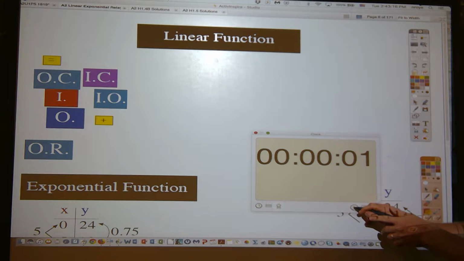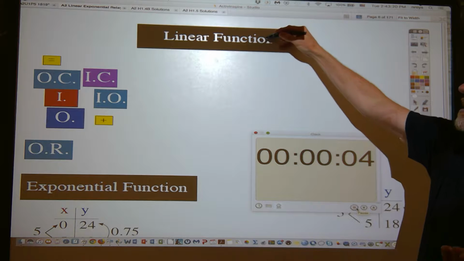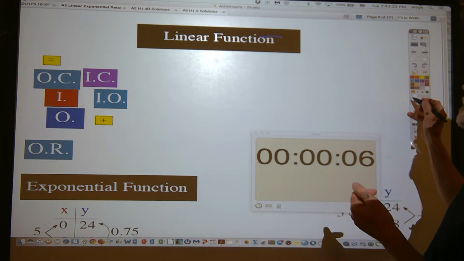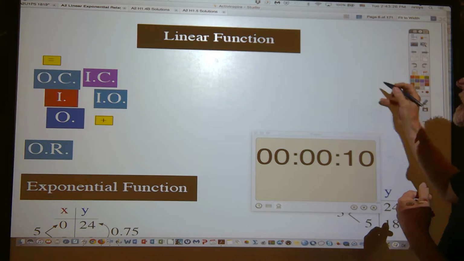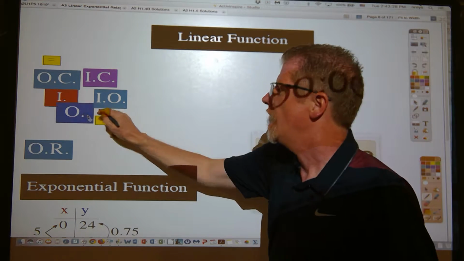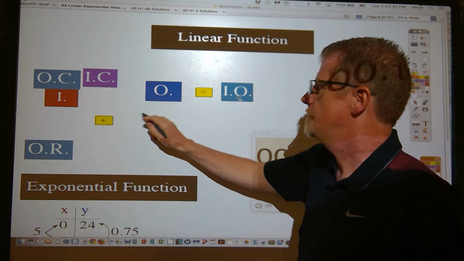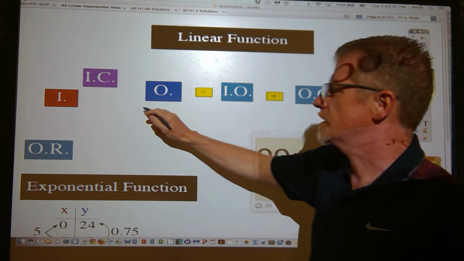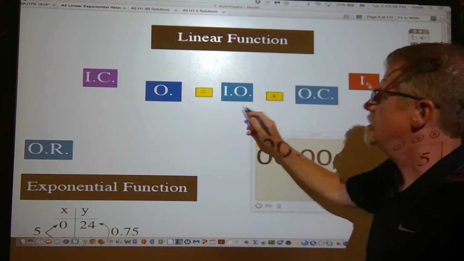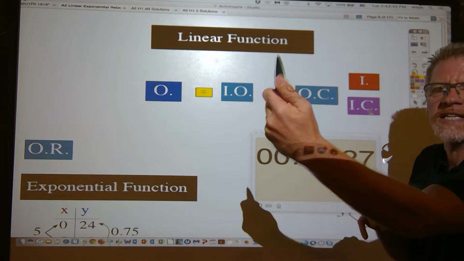So we'll press play, and then you'll be up here in front of the room talking. You'll say, in a linear function, output equals initial output plus output change, like the rise, times input over input change, and then you'll hand the baton to the second person in your group.